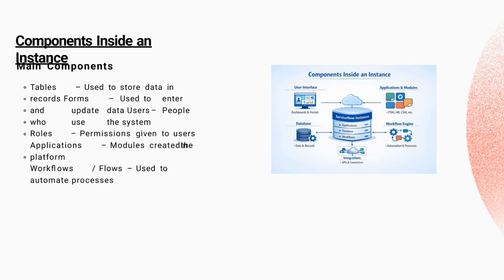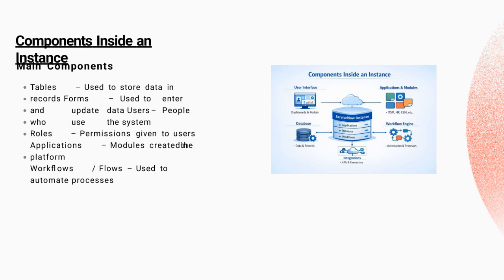Then, we have users. These are the people who actually use the system. Understanding who the users are helps us tailor the experience and security. Roles are also critical. They define the permissions given to users. Roles control what each person can see and do within the system, ensuring proper access management.